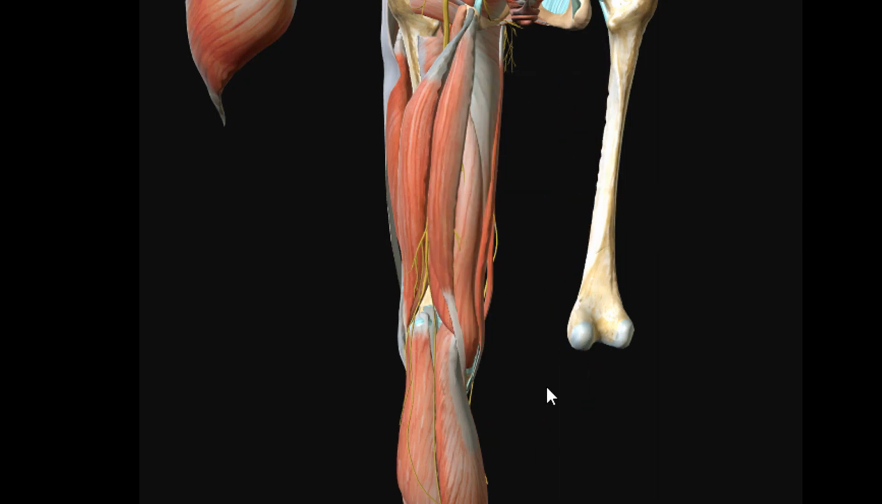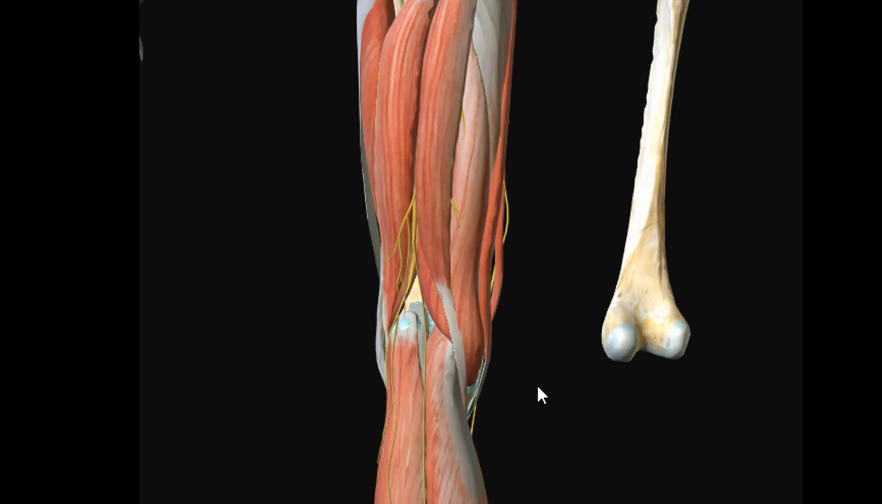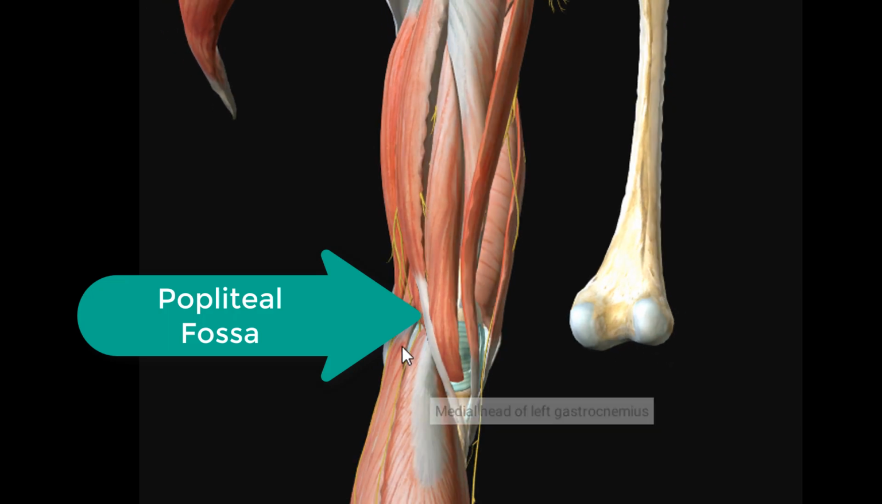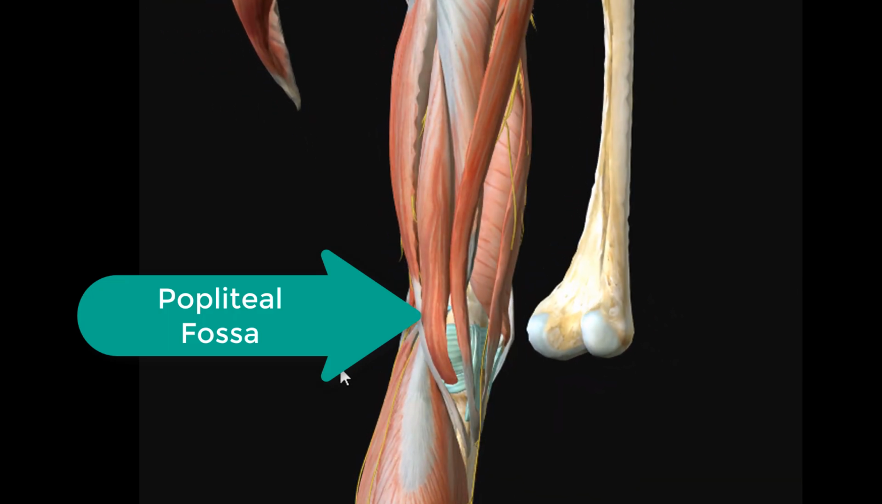So if you were to flex the knee and place your hand on the inner posterior thigh, and then bend your knee up towards your backside, you can feel a strong, powerful set of tendons on the medial side of your popliteal fossa. That's the semitendinosus and semimembranosus. So let's have a look at their insertion sites.